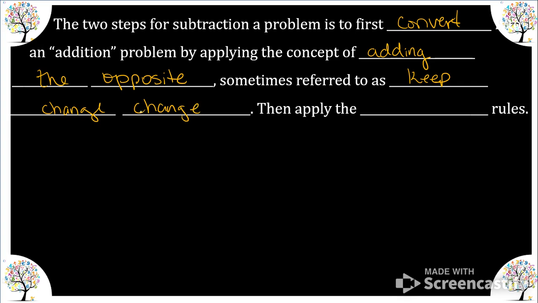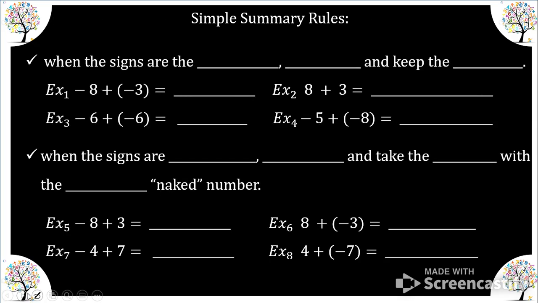And then once you convert your subtraction problem to addition, then you apply the addition rules that we learned in the previous lesson. So keep, change, change means we're going to keep the first number as is, change our subtract to addition, and then change the sign of the second number to its opposite, and then apply the addition rule. So let's take a look at some examples.